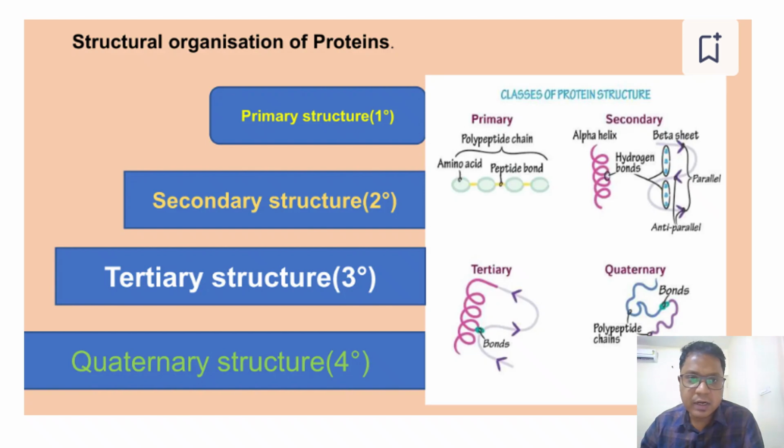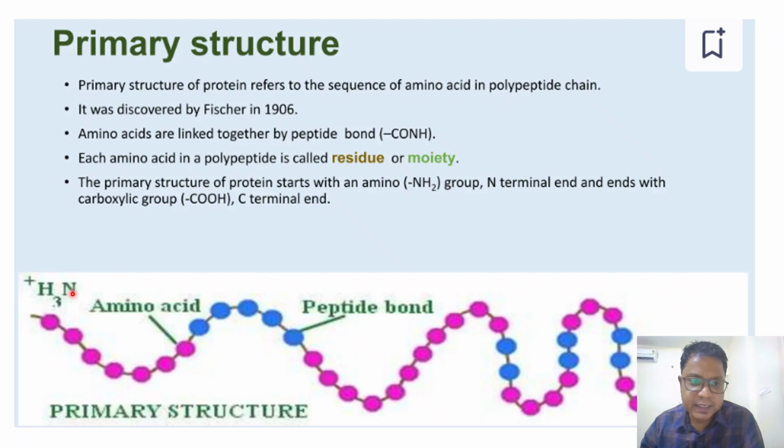Now, the structural organization of protein. This is very important to know, what are the structures of protein. Primary structure, secondary structure, tertiary structure, and quaternary structure. Primary structure means the sequence of amino acids in a peptide chain. So the primary structure of protein refers to the sequence of amino acids in a peptide chain.